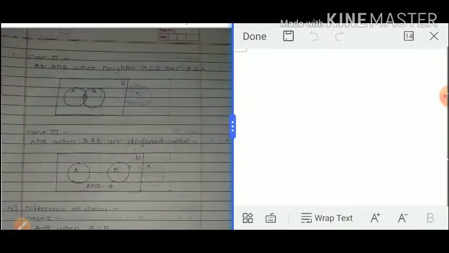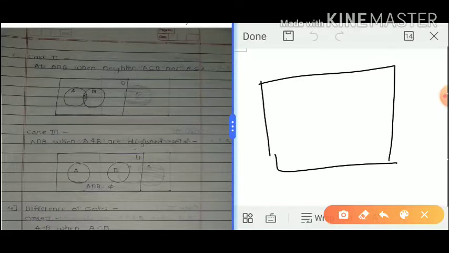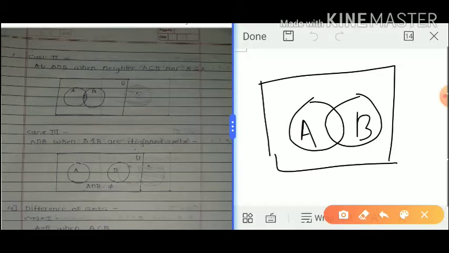Next, case second: A intersection B when neither A is a subset of B nor B is a subset of A. To find this, there is no subset, and also there are no disjoint sets. So at that time we need to draw a diagram like this, if the two sets are not disjoint.